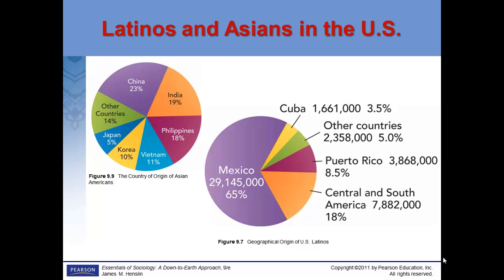Here's a graphic that talks a little bit about the countries of origin for Asian Americans and United States Latinos. Again, you can see there are many different groups and many different cultural traditions within those groups, and different immigration experiences within those groups as well. I would say this particularly, well, for all of these groups, but for both of these groups.